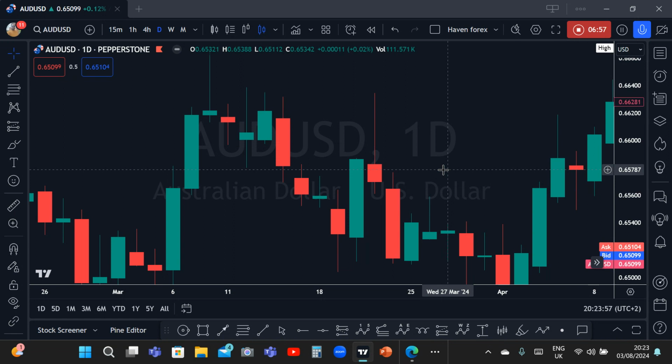First of all, you identify the pin bar. Look for a candlestick with a long wick and a small body. That is a pin bar.